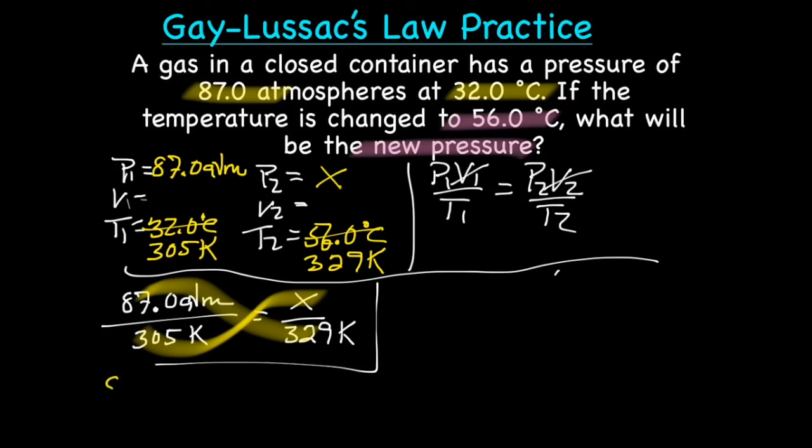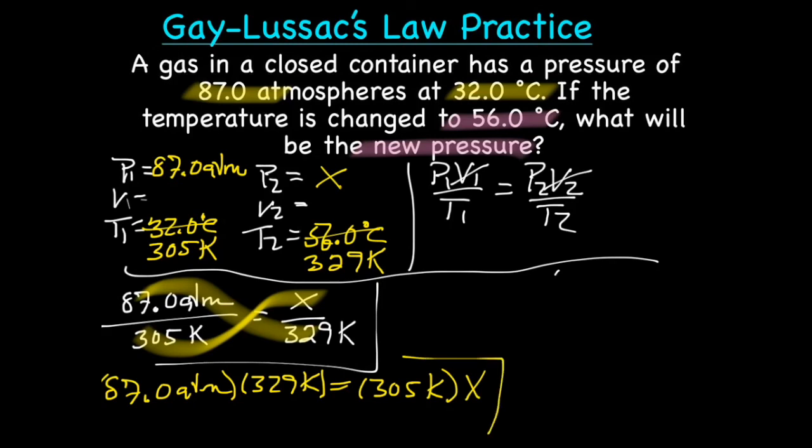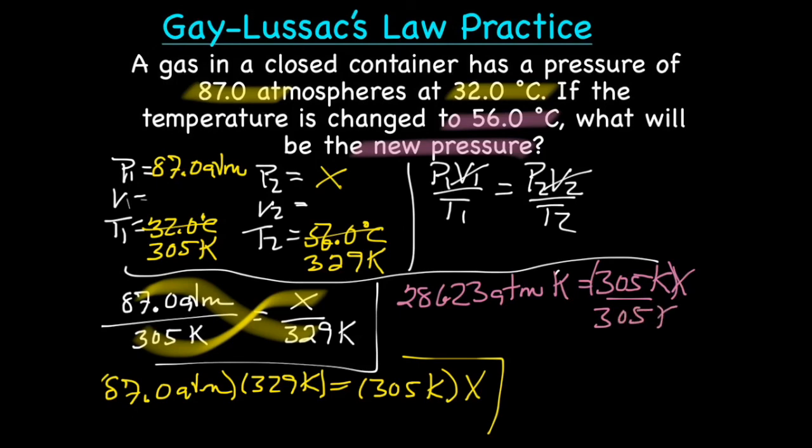That gives us 87.0 atm times 329 K equals 305 K times X. Now when we multiply, I came up with 28623 atm K equals 305 K times X. To get the X by itself, we need to divide both sides by 305 K. Giving us 93.8459 and so forth K.